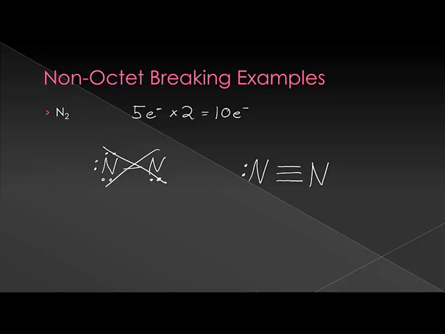So now let's try this. We have 2, 4, 6, and then 2 here is 8, 9, 10. So 2, 4, 6, 8, 10. We're all set. And then for each nitrogen, 2, 4, 6, 8.